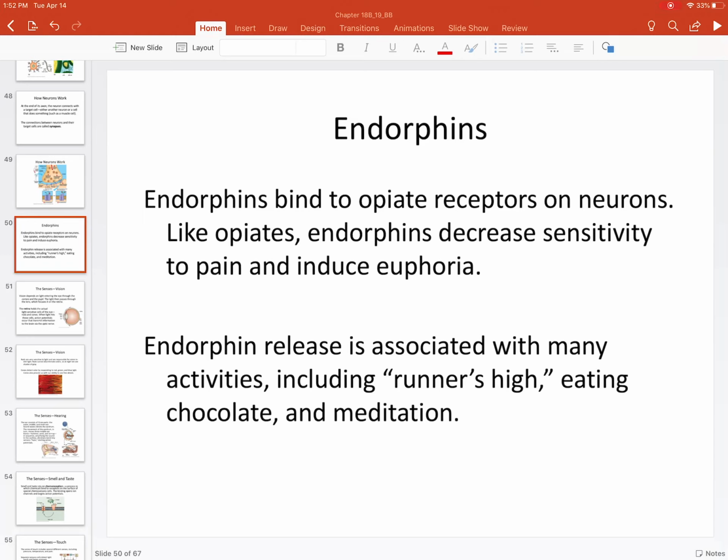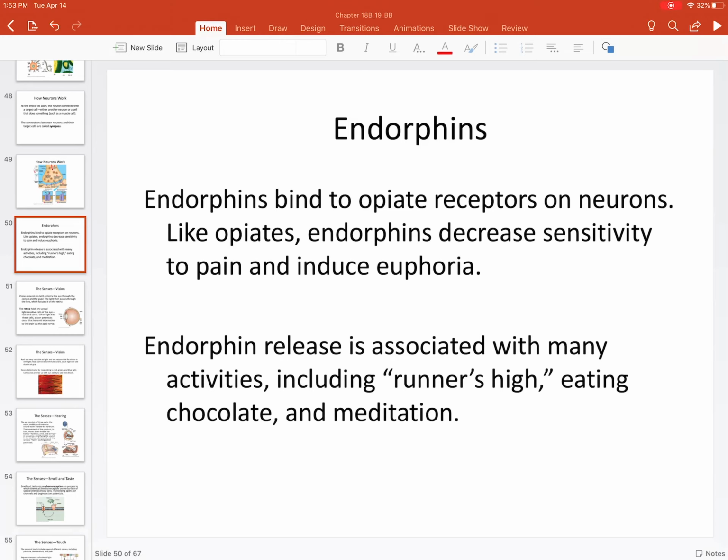And then opiates, of course, are illegal drugs, things like heroin, but there are prescriptions that behave similarly to opioids. Opiates, I cannot say it right. Well, anyways, opiates. There we go. The release of endorphins is associated with many activities. Runner's high. If you're not a runner, that's okay, because eating chocolate does the same thing, as does meditation.